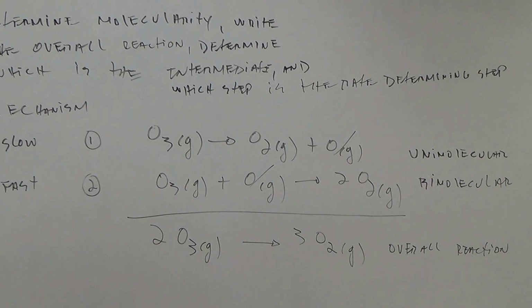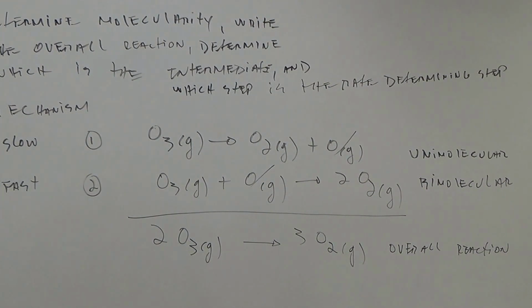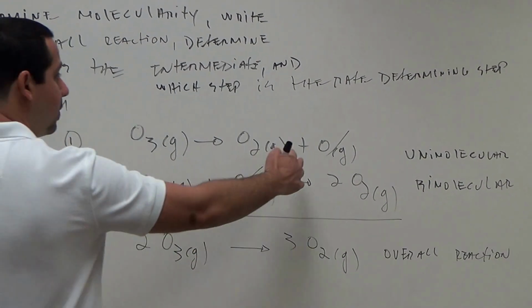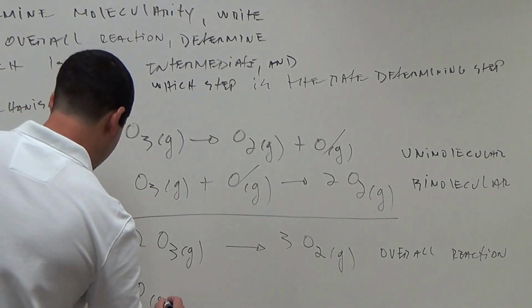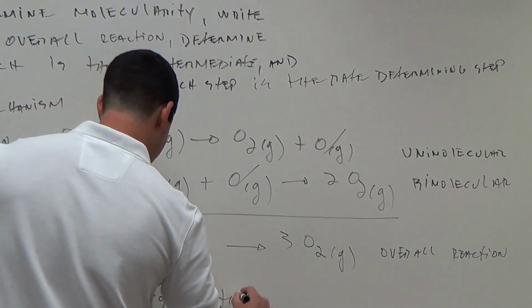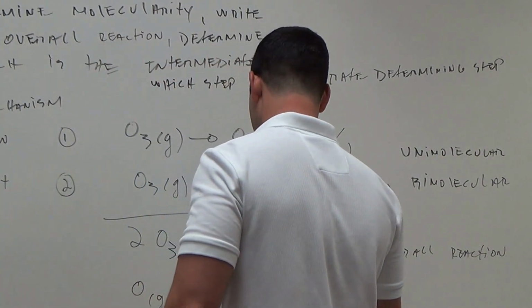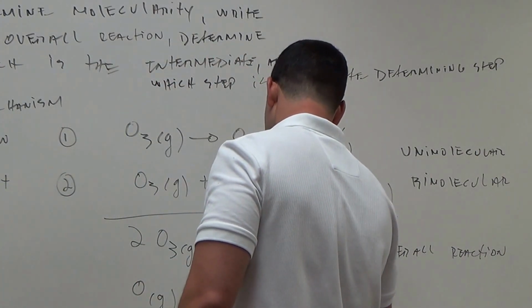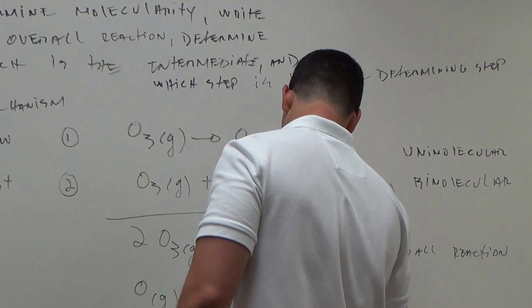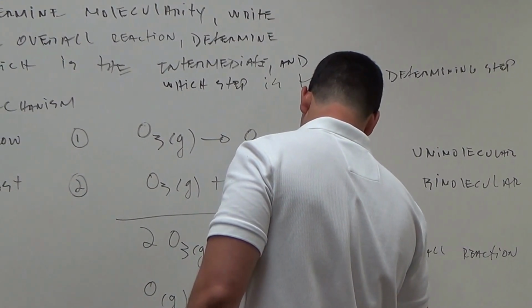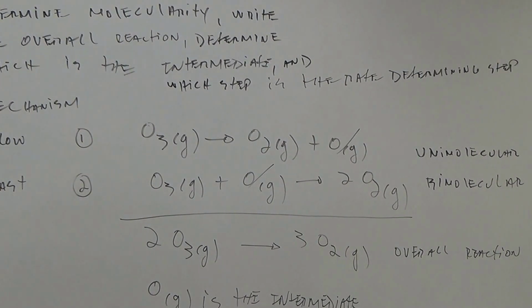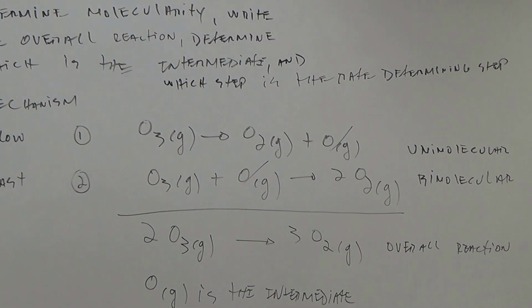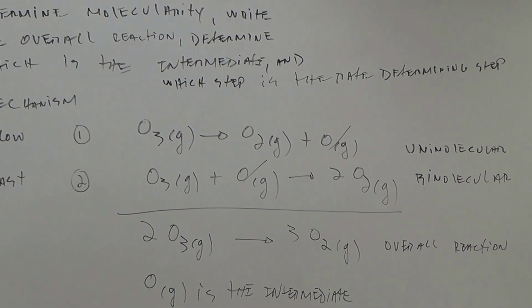Now, which one is an intermediate? The O is what canceled. It was made in one step and then used in a later step, okay? So this O is the intermediate. Which one was canceled? The one that is canceled is the intermediate. O, not O2.